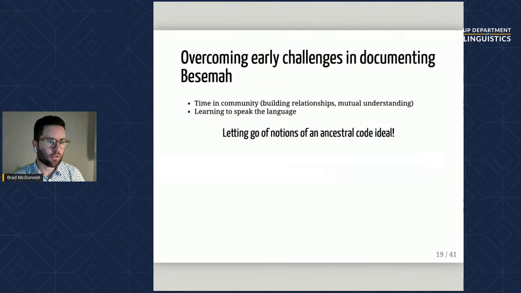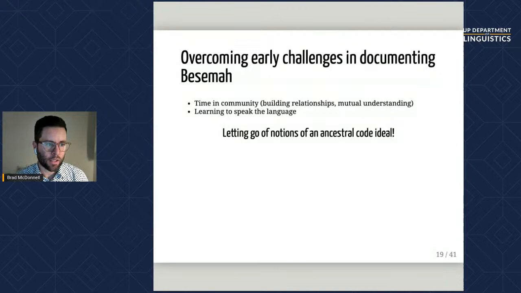So in overcoming these challenges, I found a couple of things helped. First, time in the community. Just building relationships, building a mutual understanding, and learning the language. All of these things helped people to understand the sorts of things I was interested in doing, and helped me to better understand how the language was used in the community.